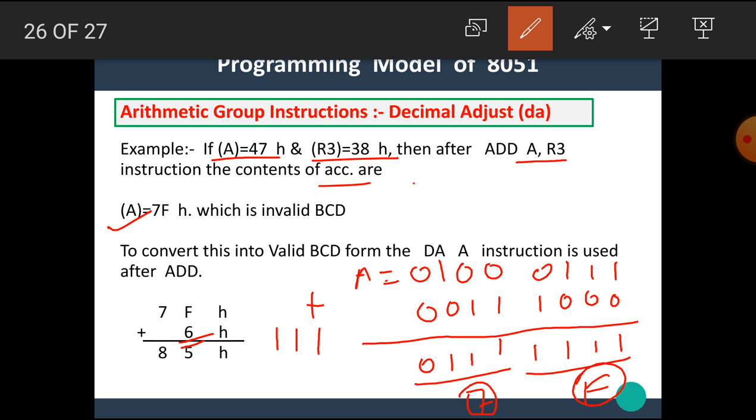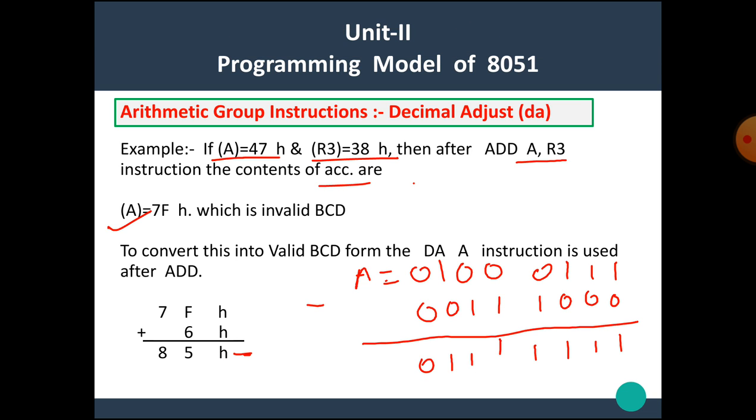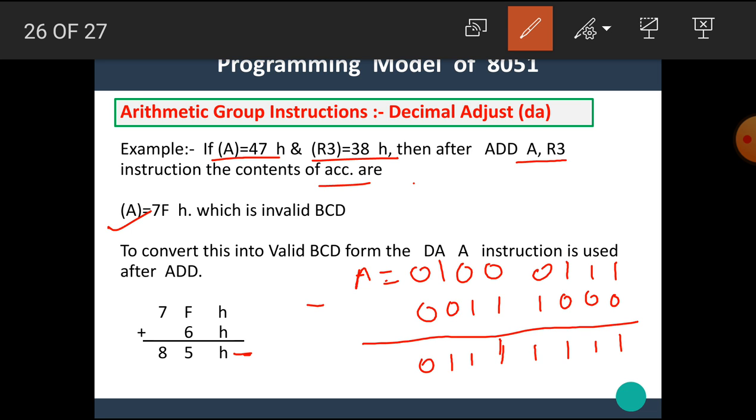That means 1111 plus 0110. 0110 is 6. Okay, we have 1 plus 0 is 1, 1 plus 1 is 0, carry 1, 1 plus 1 plus 1, sum is 1, carry is 1, 1 plus 1, sum is 0, carry is 1, and so on. We get the data 1000, that means 8, and 0101, that means 5.